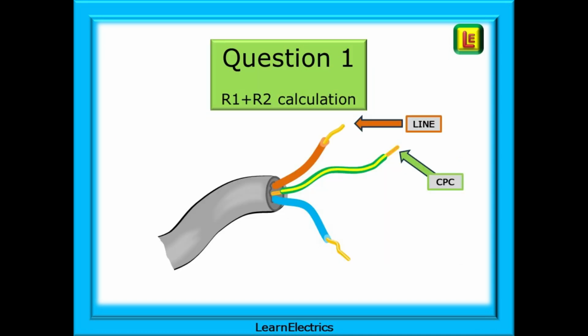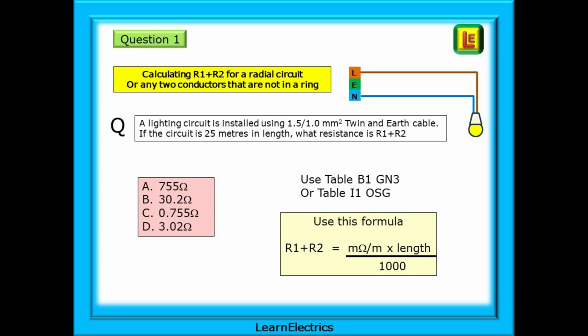So, let's have some questions on calculating cable resistances and R1 plus R2. Remember that we are only interested in the line and CPC conductors for this question. Question 1 asks, a lighting circuit is installed using 1.5 by 1 square millimeter twin and earth cable. If the circuit is 25 meters in length, what resistance is R1 plus R2?